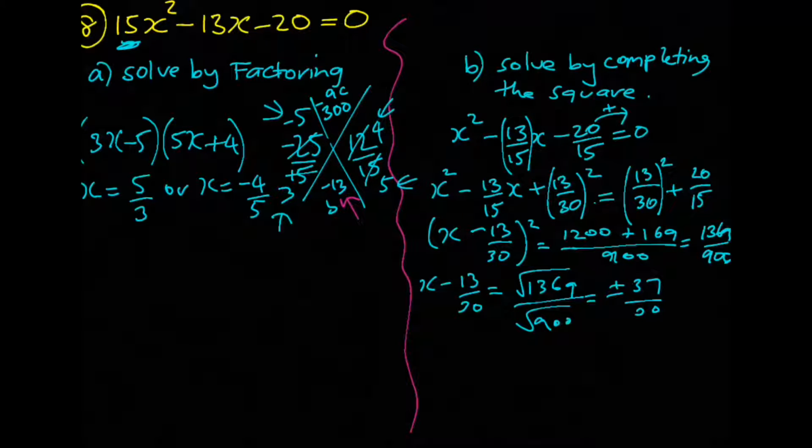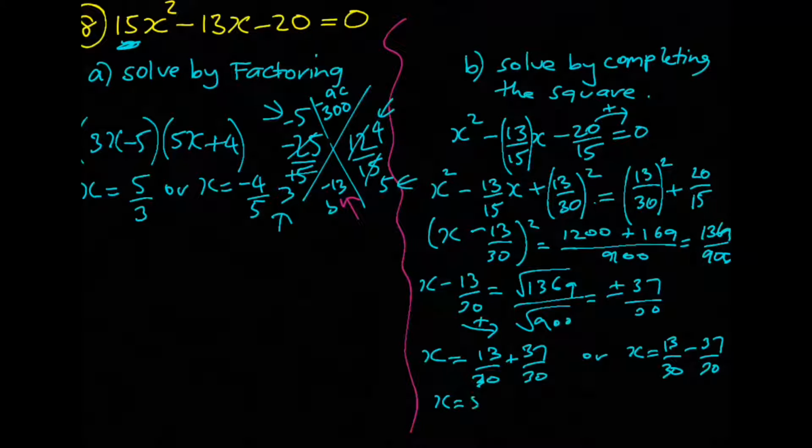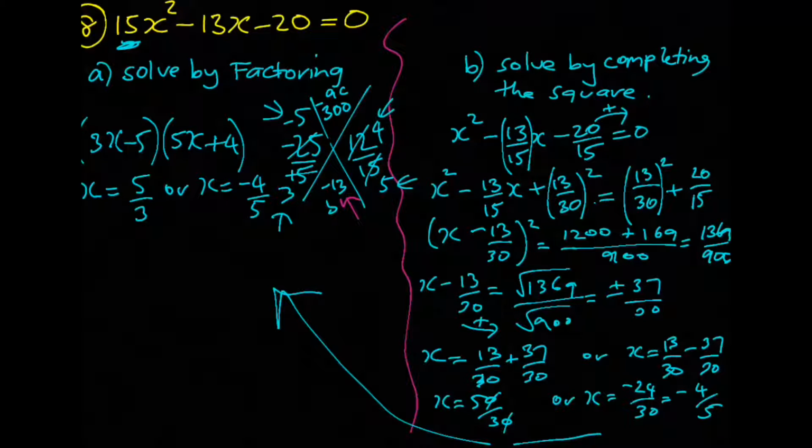So then solving for x by bringing this over to plus, we've got x is equal to 13 on 30 plus 37 on 30, or x equals 13 on 30 minus 37 on 30. So x equals 50 on 30, and the 10s simply factor out, so leave 5 on 3, or x equals negative 24 on 30, which equals negative 4 on 5. Now if we go over here, we can see we've got the same answer.